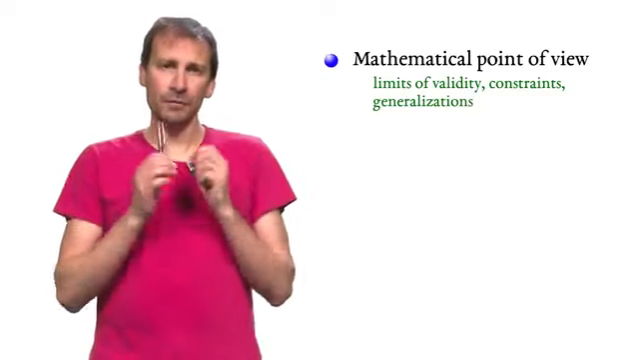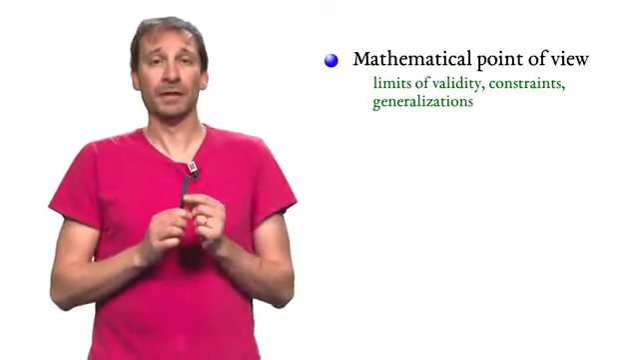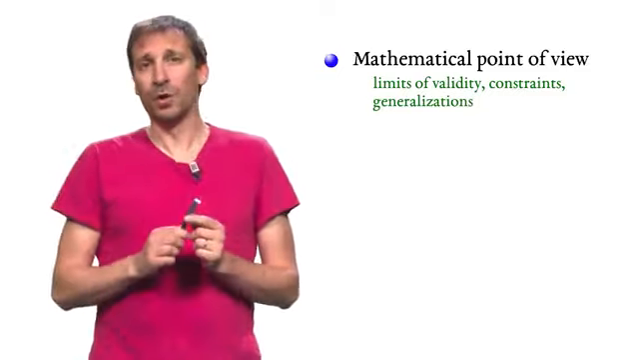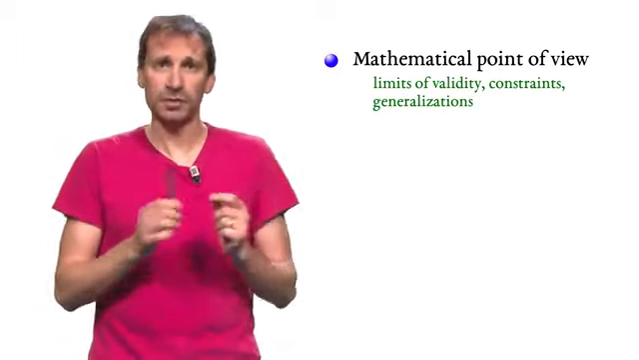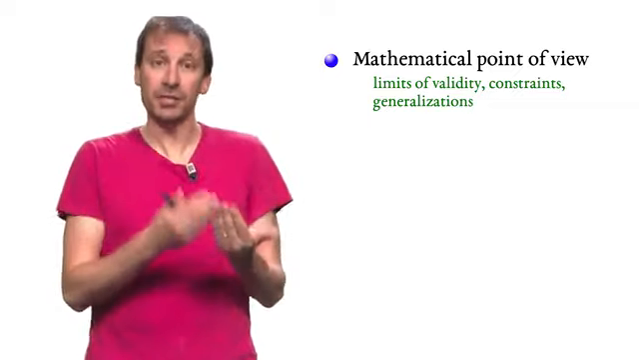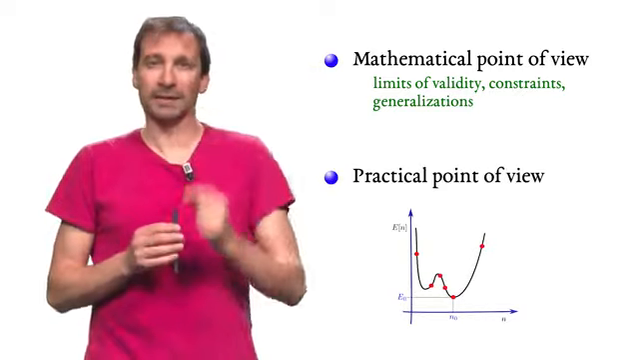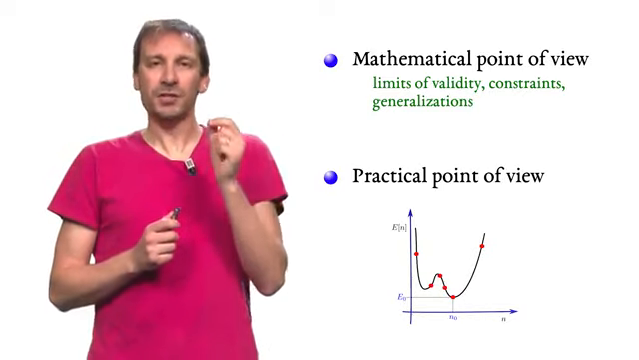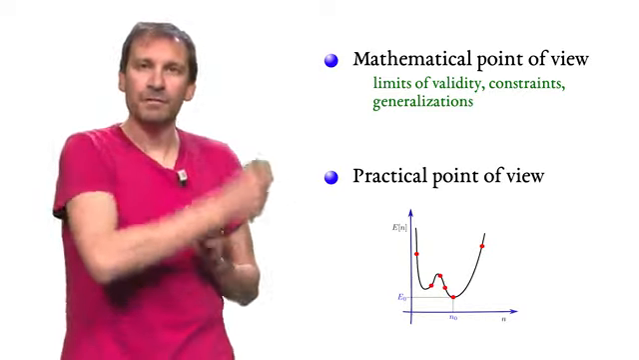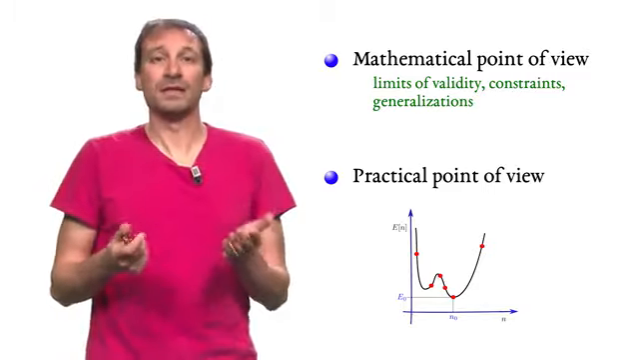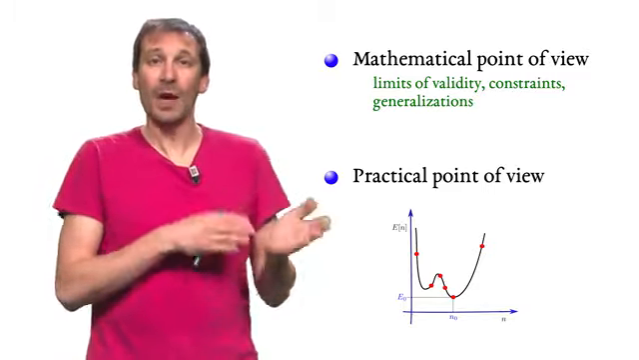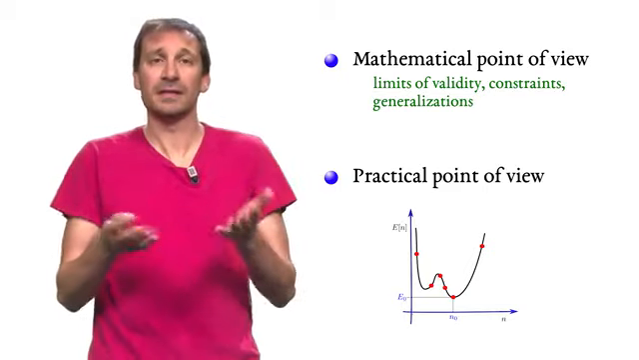Well, there are at least two important reasons for that. Firstly, from the mathematical point of view, it is always very important to know the limits and the validity of a theorem, the possible constraints, and see if generalizations are possible. And secondly, even from a more practical point of view, if one searches for the density for which we have a minimum, it is crucial to know if and when a density represents a real system or not.